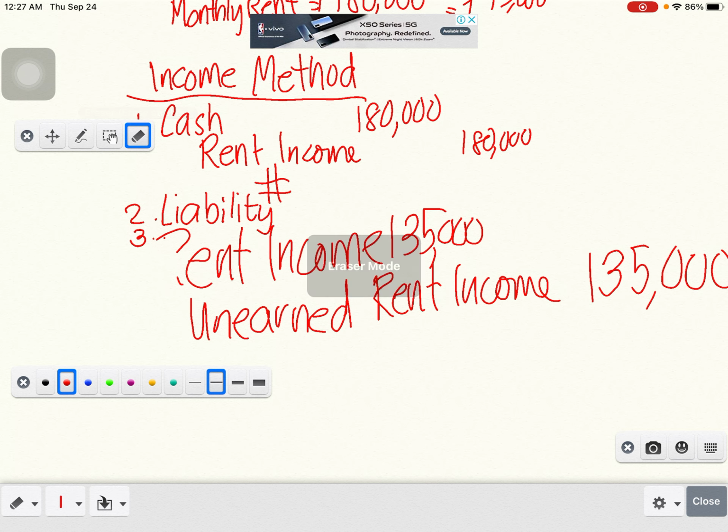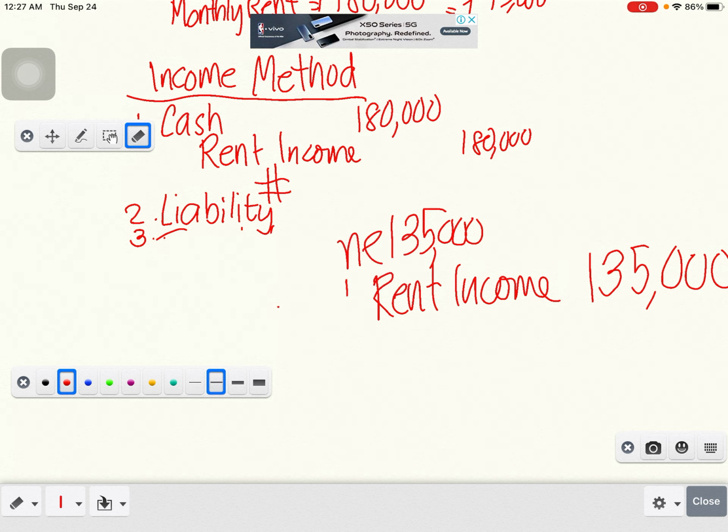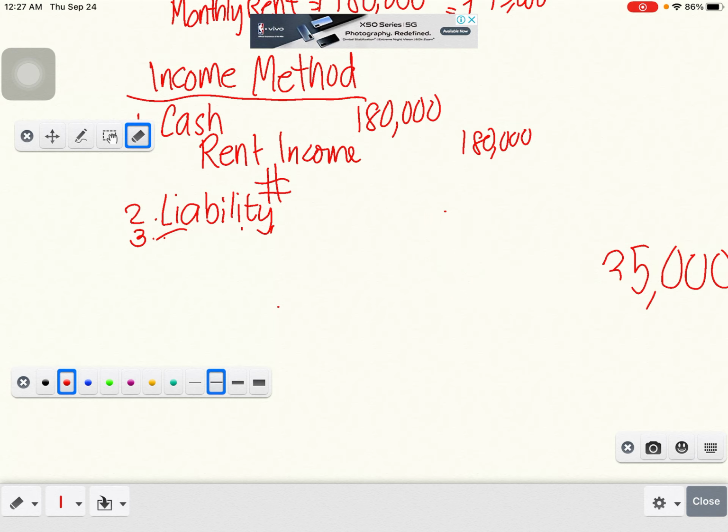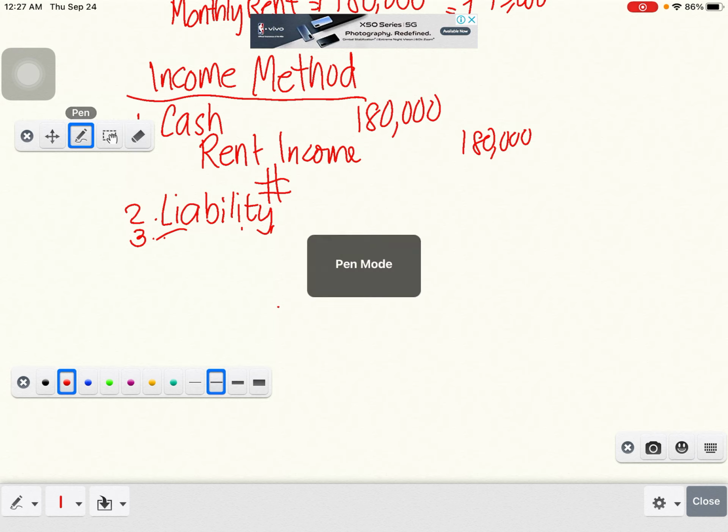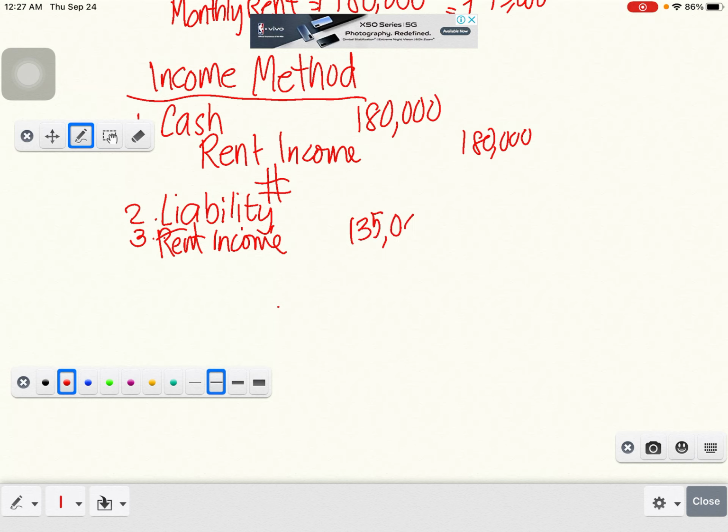So, this is rent income, 135. Again, I'm particular with the format. Because if you have noticed, you are to use the journal entry, the general journal. So, it should really be two money columns.